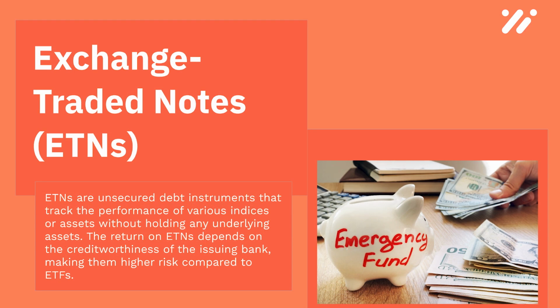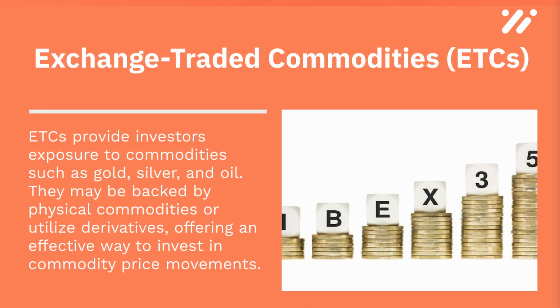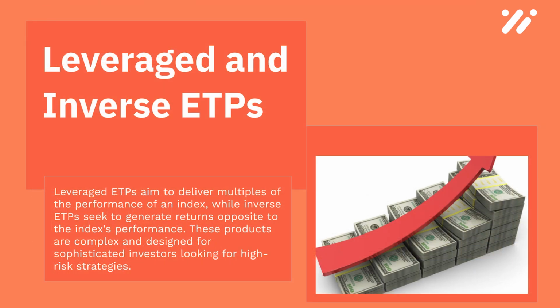Exchange-traded notes, ETNs. ETNs are unsecured debt instruments issued by financial institutions. They track the performance of an index or asset, but do not hold the underlying assets. Exchange-traded commodities, ETCs. ETCs provide exposure to commodities like gold, silver, oil, or agricultural products. They are either backed by physical assets or use derivatives to track commodity prices. Leveraged and inverse ETPs. These ETPs aim to deliver multiples of the performance, leveraged, or the inverse of the performance of an underlying index or asset.